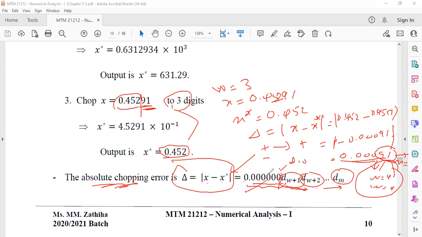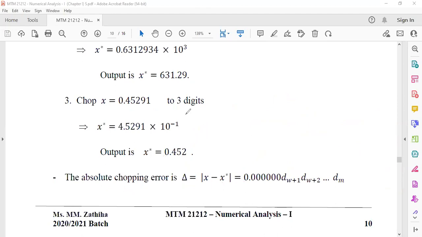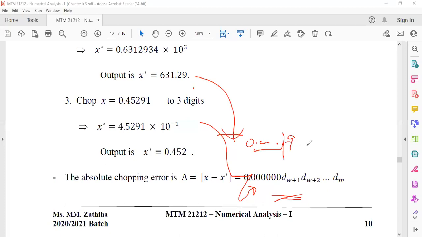Hope you have understood. So you can write this example again under here to understand this part, or you can choose any example. Up to the digits 5 or 4, up to that 0.000, then the remaining numbers will come. How many numbers? Up to m numbers. Here up to w numbers. These we take as dw plus 1, dw plus 2, like that. So hope you all understand that part.